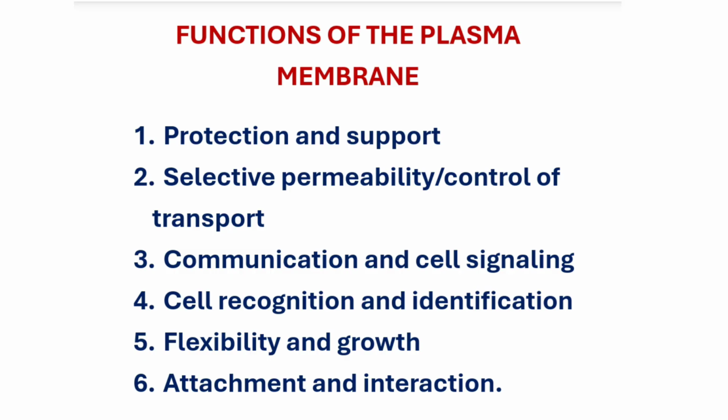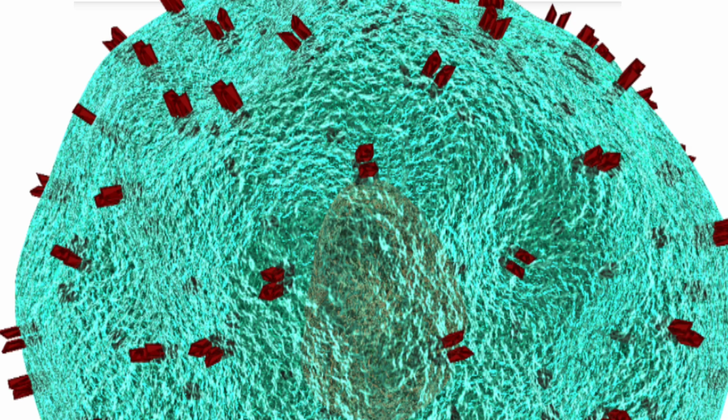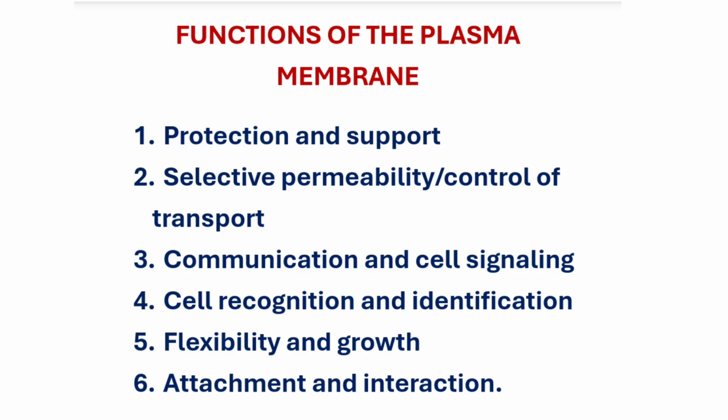Communication and signaling. The membrane contains receptor proteins that help the cell receive signals like hormones or neurotransmitters from other cells. This allows the cell to respond to its environment, for example, reacting to changes in temperature or the presence of chemicals. Cell recognition and identification. The outer surface of the cell has glycoproteins and glycolipids, that's proteins and lipids with carbohydrates, that act as ID tags, helping cells recognize each other, especially in tissue formation, immunity, and organ transplantation.